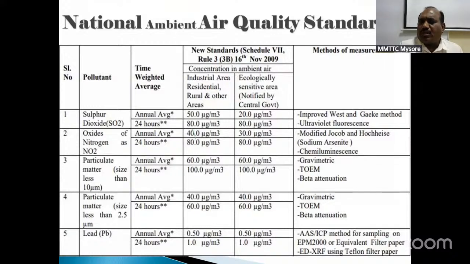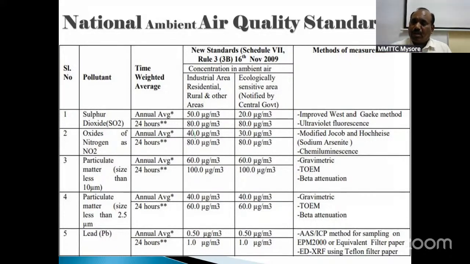Okay. These are all the standards: National Ambient Air Quality Standards for sulfur dioxide, oxides of nitrogen, particulate matter, lead. The Pollution Control Board has given the limits and the concentrations for industrial area, residential area, rural area, even ecologically sensitive area. These standards are fixed by WHO or the pollution control boards. We should not exceed this much.